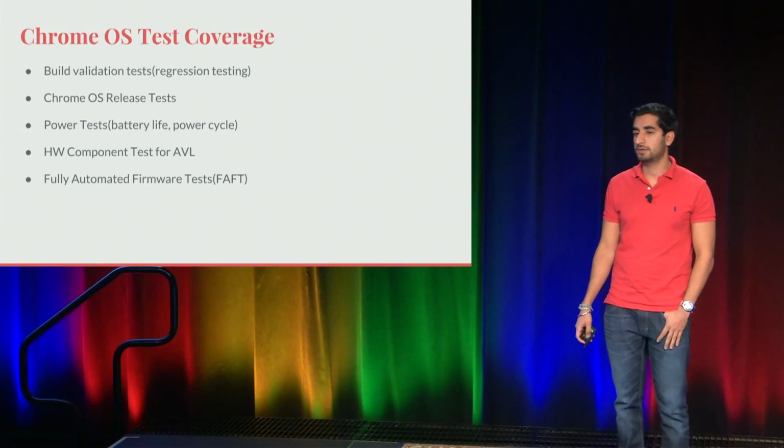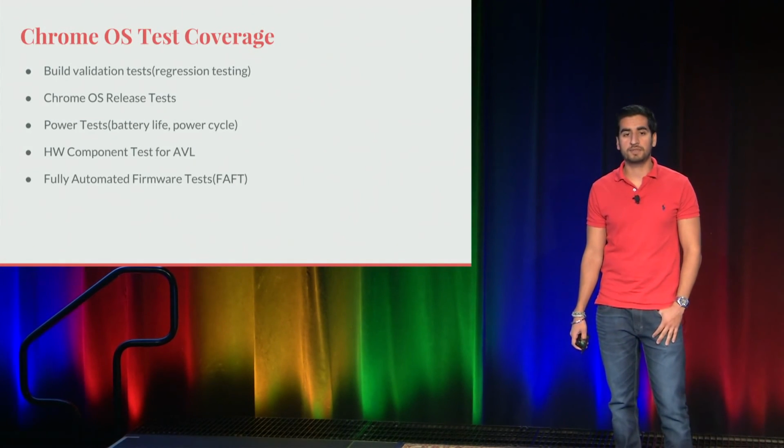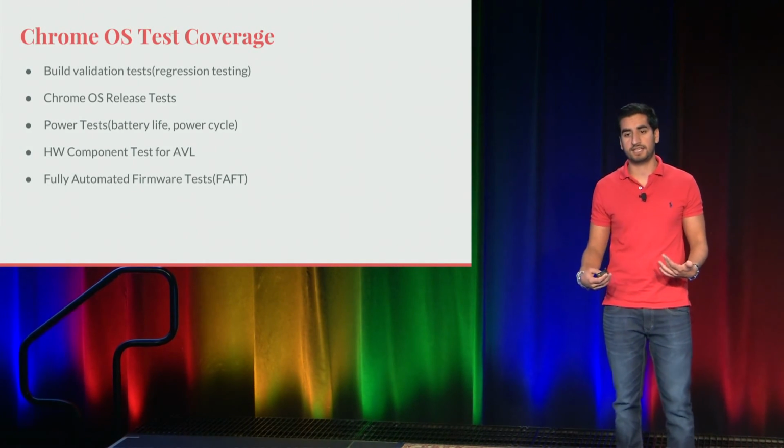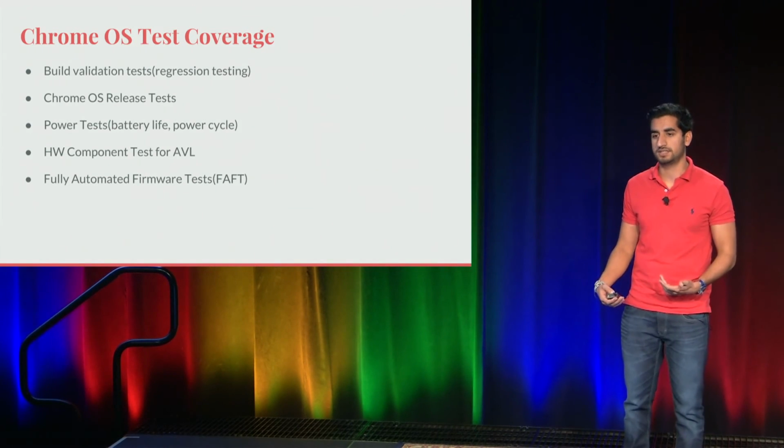Next, we do hardware component testing. Because with Chrome OS, we manage a software stack, and Google is very closely tied to our partners. So any component a partner wants to put in a new Chromebook has to be on our approved vendor list. A good example of this would be internal SSDs. We'll do component testing and try to burn an SSD and see how long it lives and make sure it's going to be good for a Chromebook.